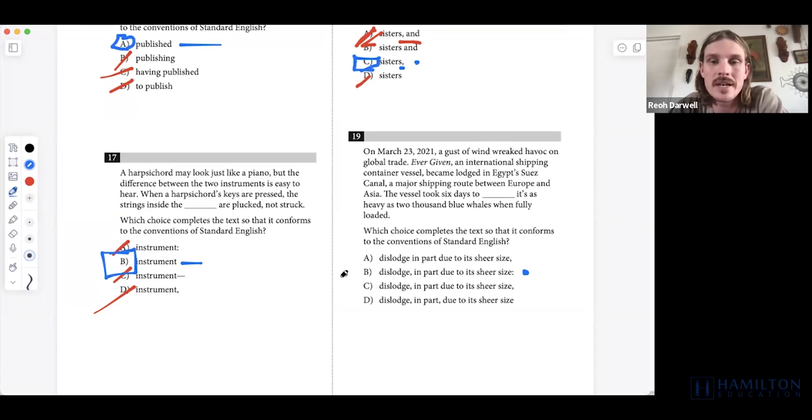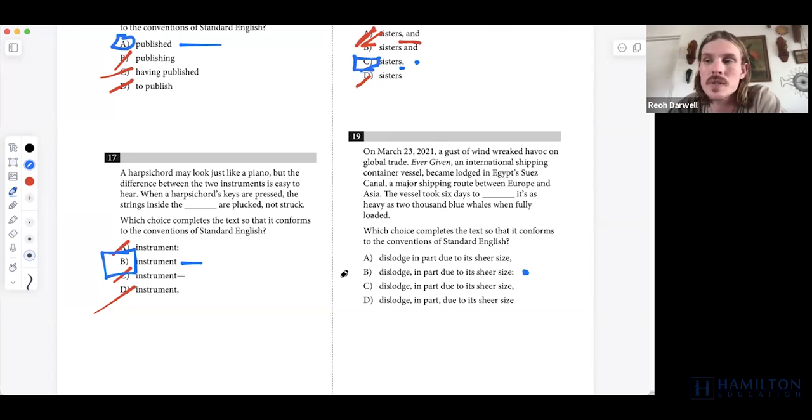So in this case, the vessel took 6 days to dislodge, in part due to its sheer size. Okay, that can stand as a sentence. The vessel took 6 days to dislodge, in part due to its sheer size. Perfectly fine on its own. But we clarify what its sheer size in fact was. It's as heavy as 2,000 blue whales when fully loaded. All right, so that is a clear example of an elaboration.